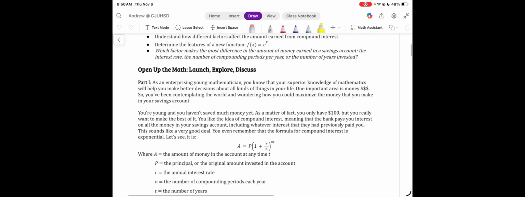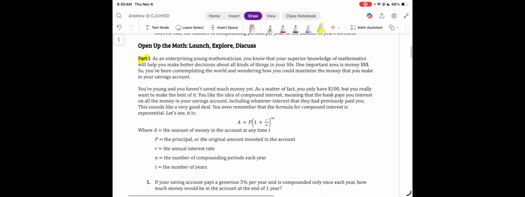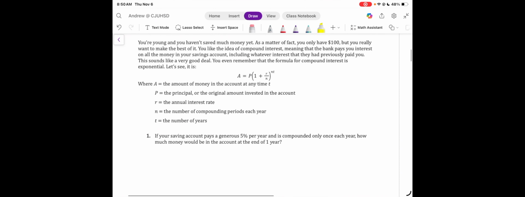So here we are in part 1. It says, as an enterprising young mathematician, you know that superior knowledge of mathematics will help you make better decisions about all kinds of things in your life. One important area is money. So you've been contemplating the world and wondering how you could maximize the money that you make in your savings account. You're young and you haven't saved much money yet. As a matter of fact, you only have $100, but really want to make the best of it.